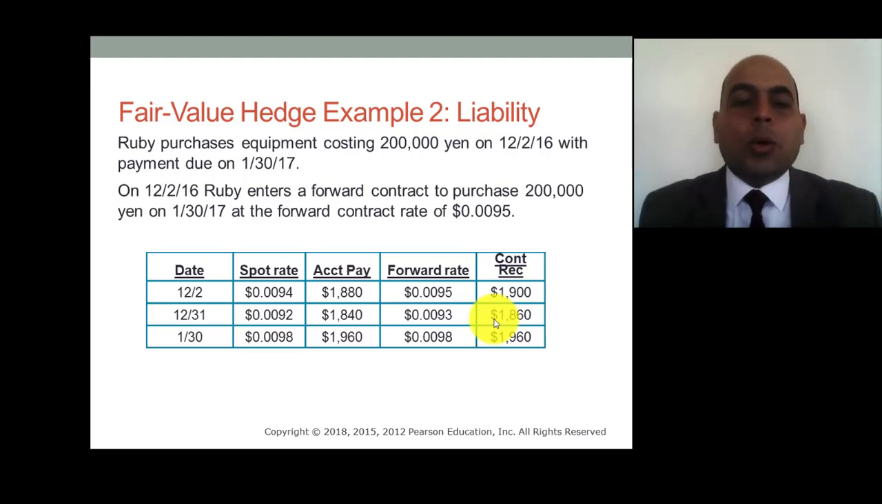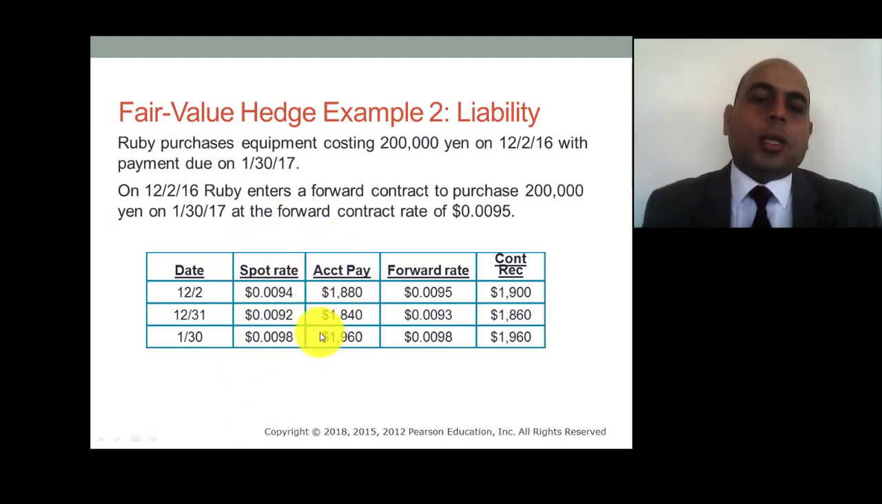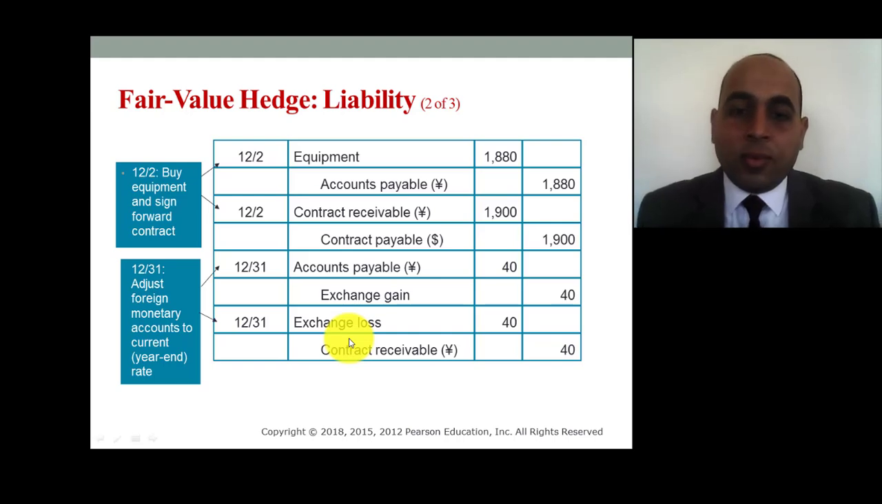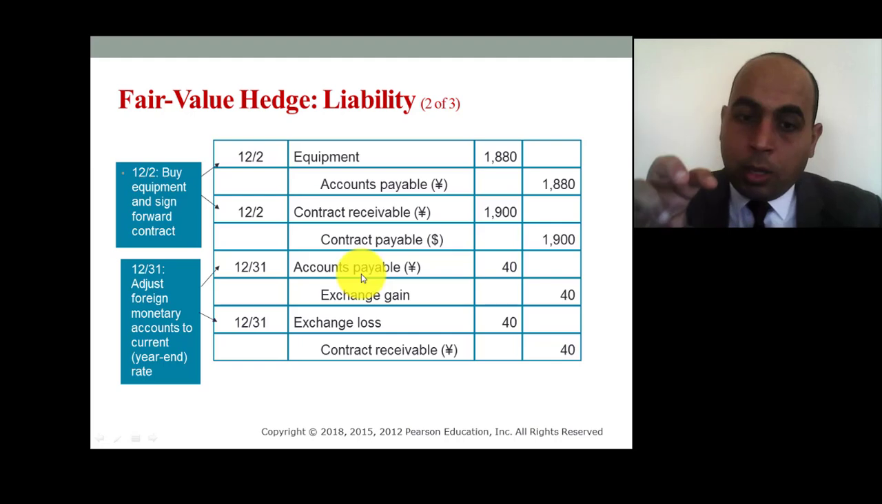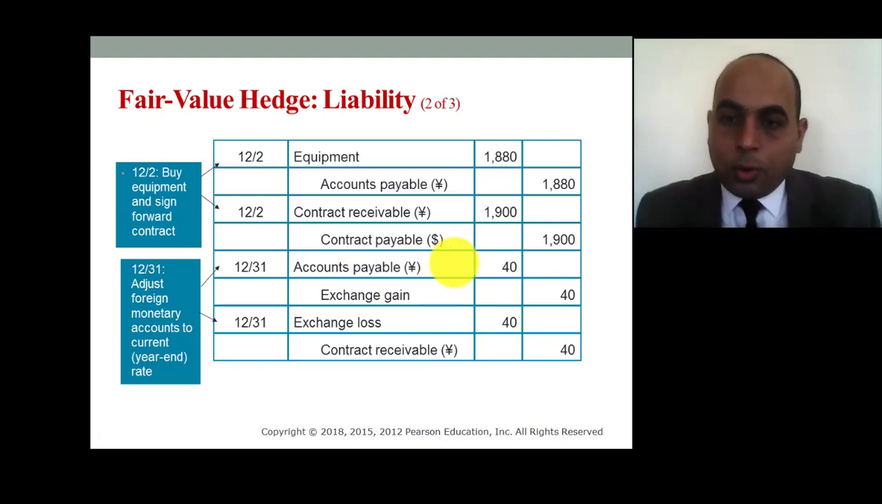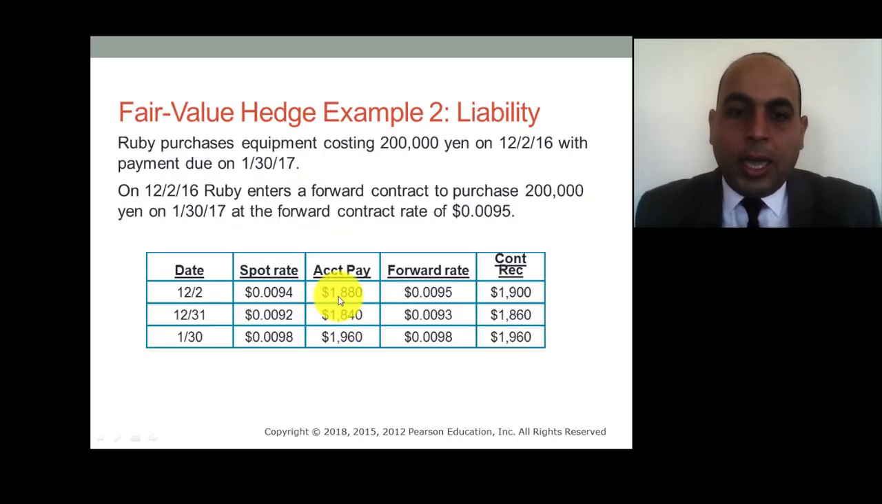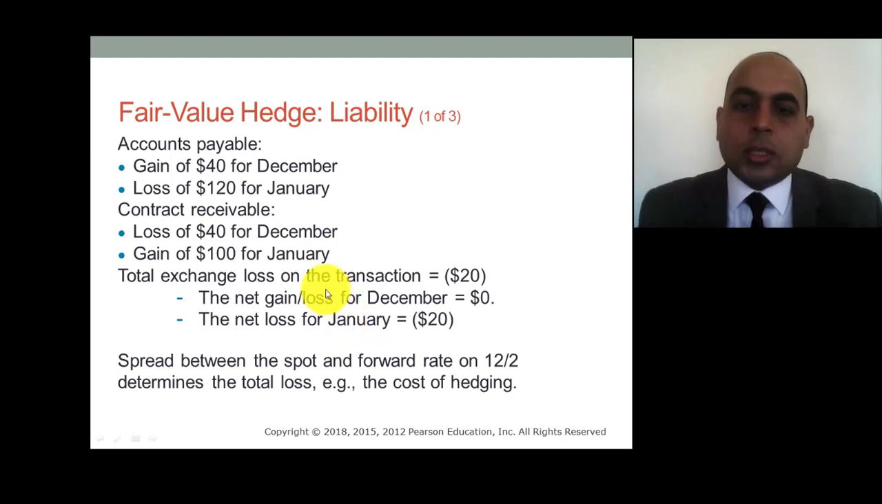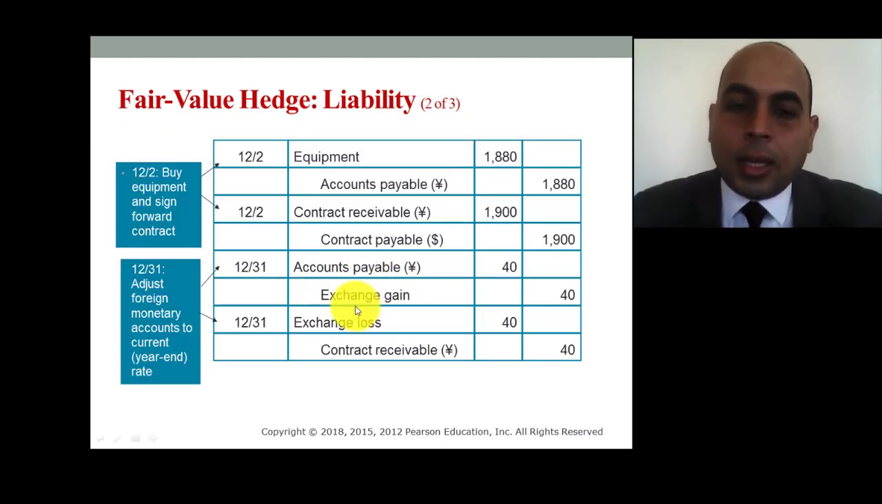Okay, let us see how we will record it. First of all, we will record this transaction. The amount I owe has declined from 1,880 to 1,840. So it means I have a gain. Accounts payable will be debited. The amount I owe will decline by 40. The difference between 880 and 840 is 40. On the other hand, I have an exchange gain of 40.